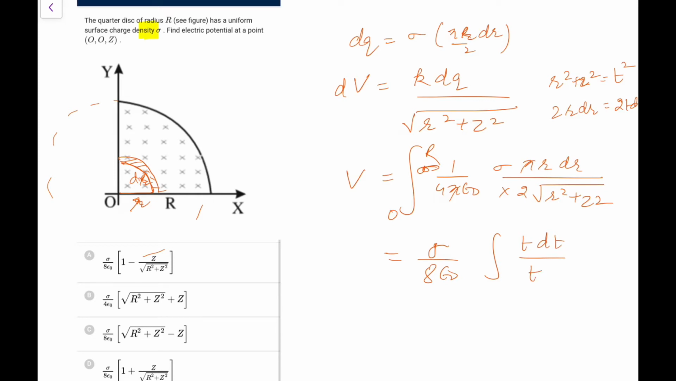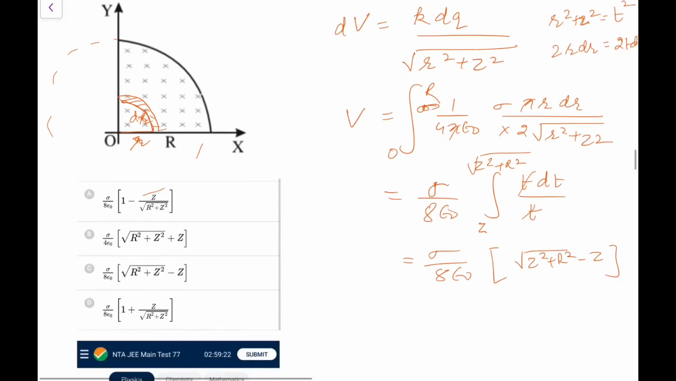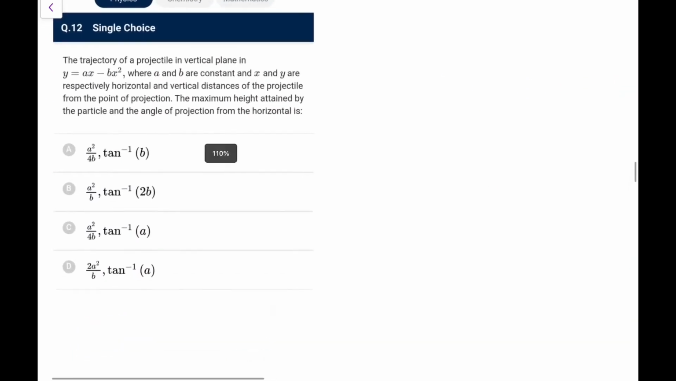So it would be a very nice one for you. It will cancel out, and the limits would be z to √(z² + r²). So that's an easy one for you. So it is σ upon 8ε₀, and it would be under root of z² + r² minus z. So what we will be left with is option C. So it's a calculus based question for you.